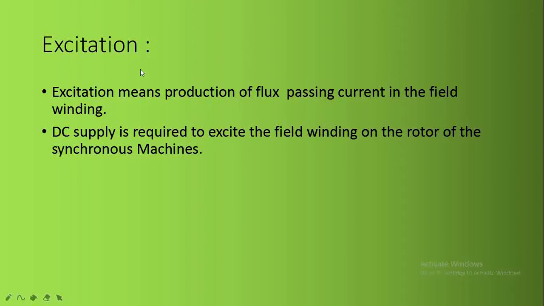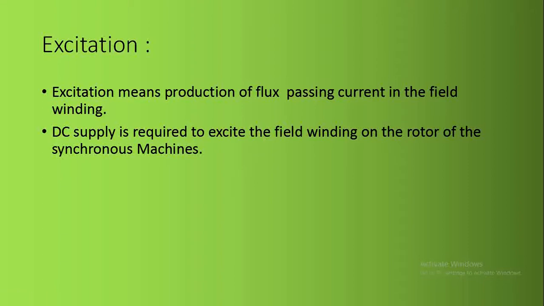First of all, we have to concentrate on the term excitation. Excitation means production of flux by passing current in the field winding. DC supply is required to excite the field winding on the rotor of the synchronous machine. Most synchronous machines contain a rotating magnetic field. For energizing the magnetic field system, the DC supply is required. This energy is required for production of the flux in that magnetic system.